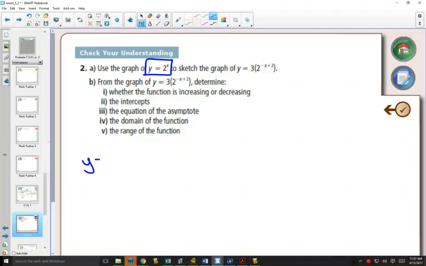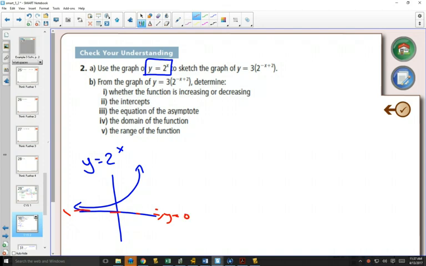So just like we did before, the first thing you're going to do off to the side is draw a quick sketch of 2 to the x with your asymptote at y equals 0. You know that it has the point 0, 1, and 1, 2. And you want to graph y equals 2 to the -x plus 2.